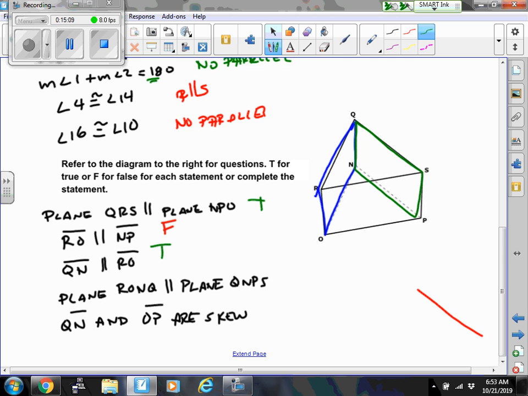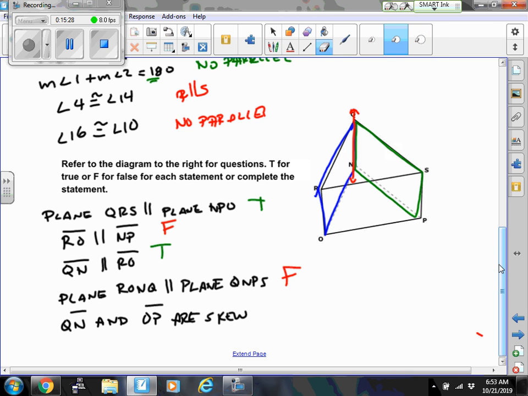Now they cannot be parallel. They intersect right there. They intersect at the line QN. Two planes have to be parallel, or they have to intersect at a line. And that's what it does. So this is false.